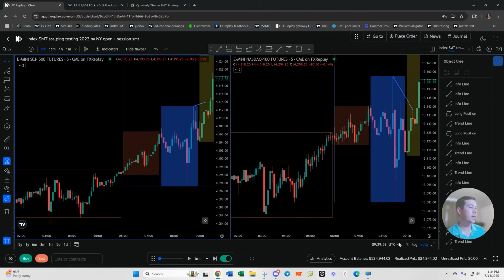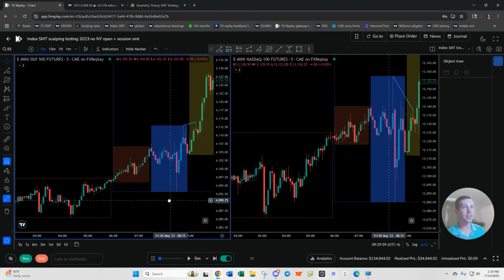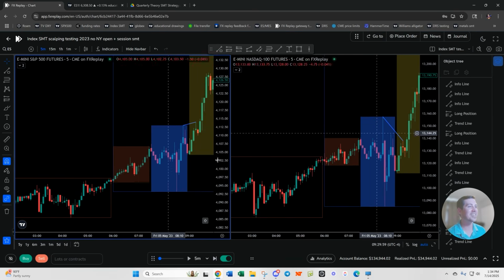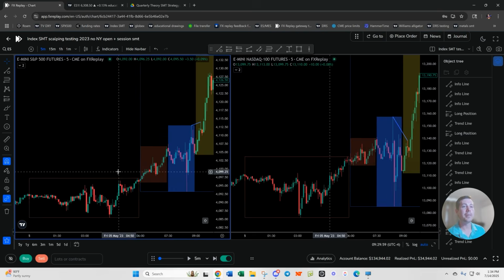Put this back to auto. I like to use this auto feature as well. I haven't really used it a lot in the past, but it helps you keep the charts where you need to be.